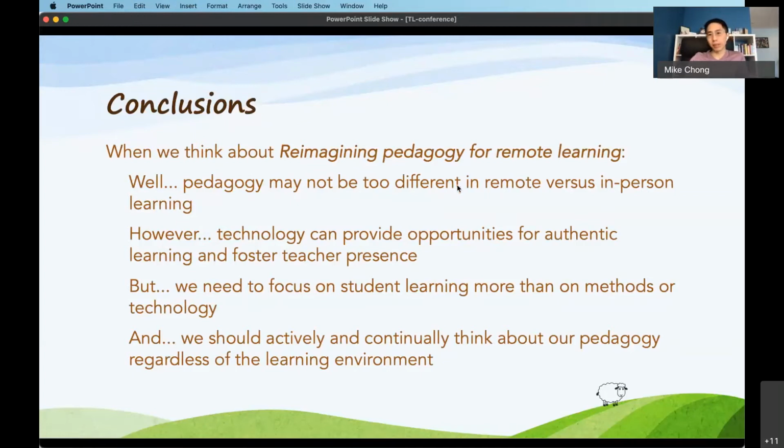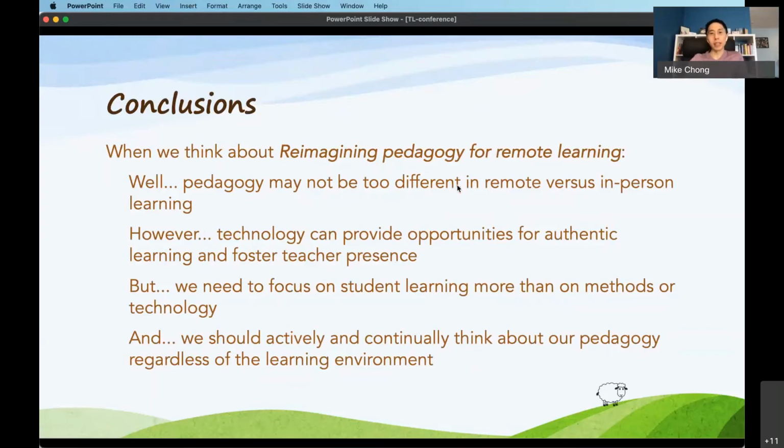But we do think that technology can provide opportunities for authentic learning and foster teacher presence, sometimes even more so than in a classroom or a practical session. Some of those opportunities are for students to have a platform to work together, talk to each other and have discussions. What we really think is we need to focus on student learning more than on methods or technology. It's very easy to jump onto technology, but at the end of the day, student learning is more important, and that's the thing we try to focus on.